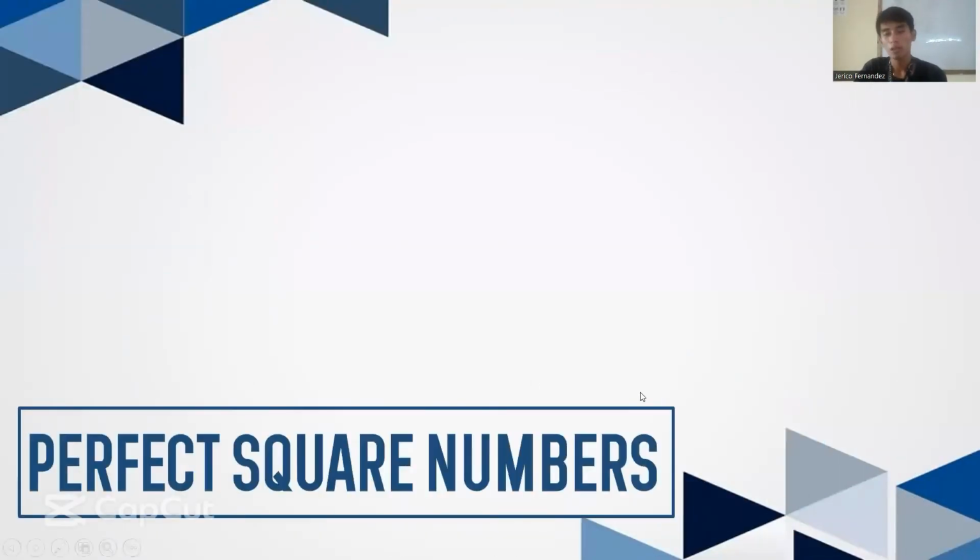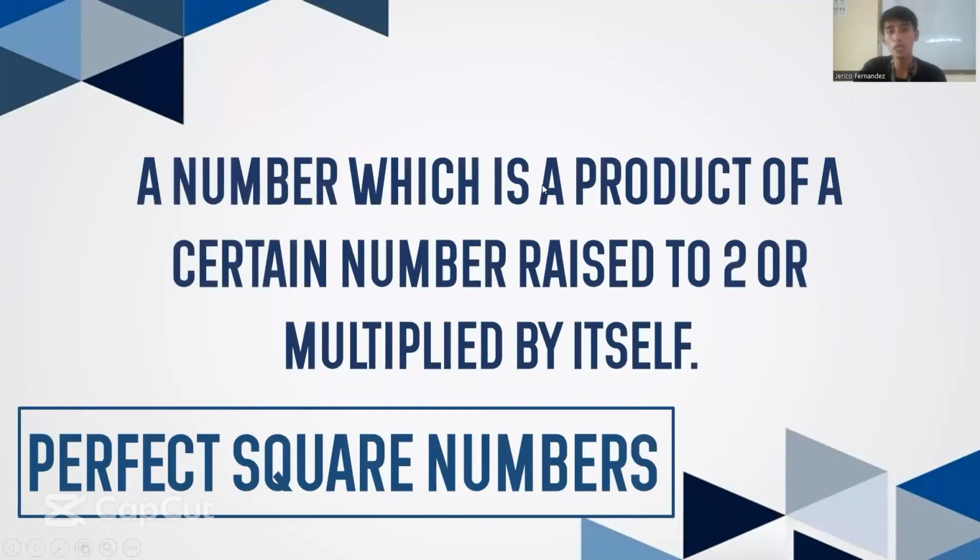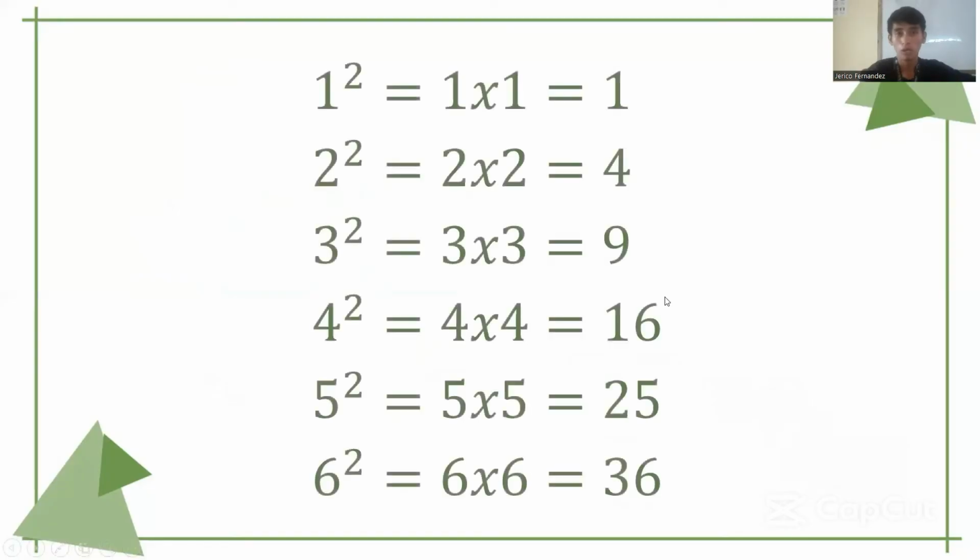Now, what are the perfect square numbers? Ito, marami pa rin na nalilito. Ano nga ba yung mga perfect square? So, a number which is a product of a certain number raised to 2 or multiplied by itself. Yung perfect square numbers daw ay yung isang number na product siya ng isang number at sarili niya. So, ni-raise sa 2.